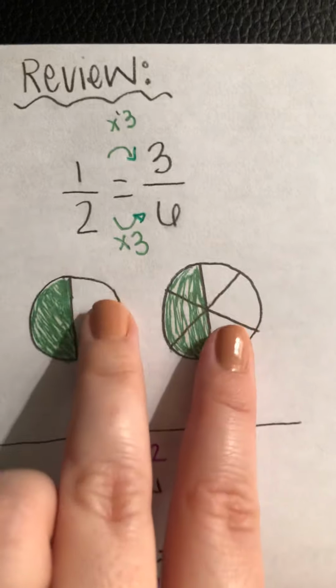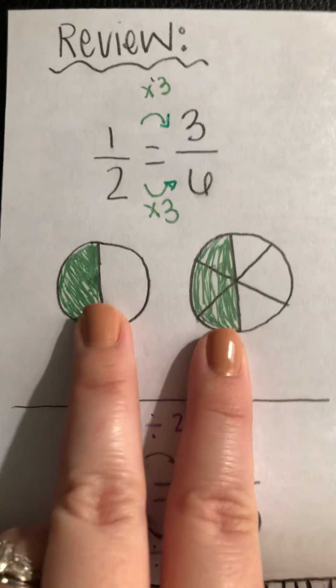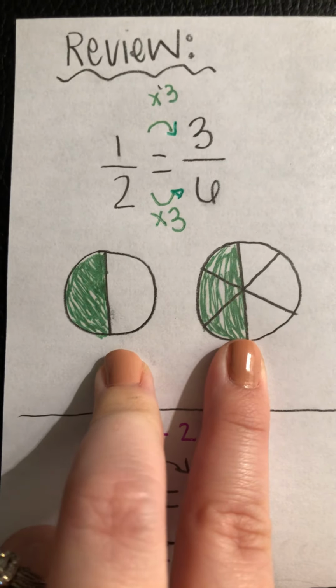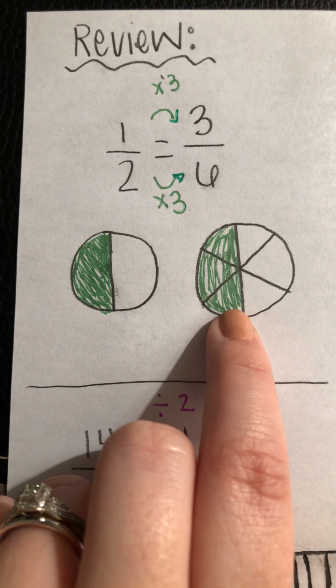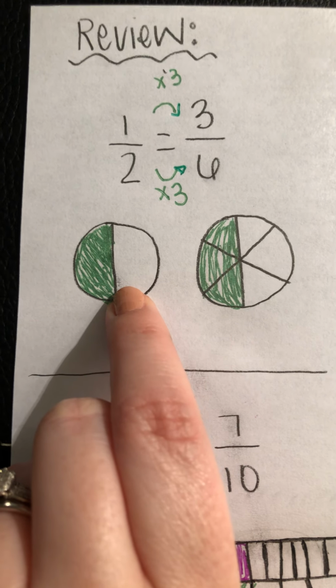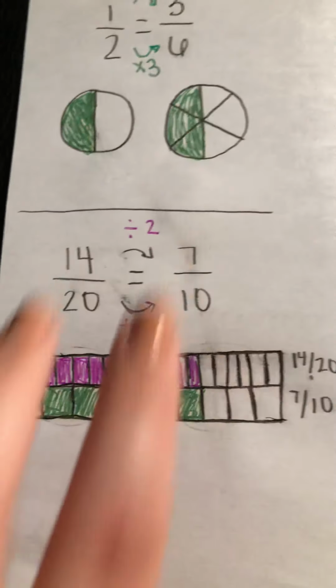And then I have a picture right here. So you have 1/2 and 3/6. Notice how they are shaded the same. It's because they are equal or equivalent fractions. This is just split up into 6 parts. This is split up into 2 parts, but they are shaded in the same way because they're equivalent.